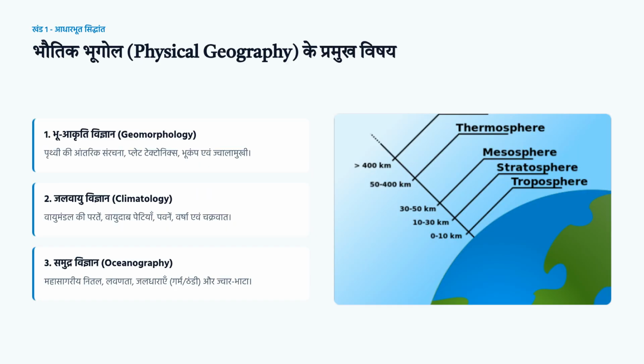First, let's look at physical geography. This section covers fundamental concepts like geomorphology, climatology, and oceanography, including the Earth's structure, atmospheric layers, and oceanic phenomena.